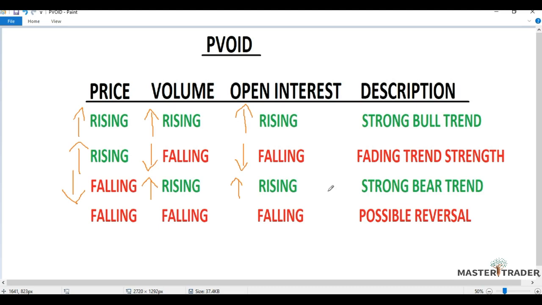It means the sellers are strong in that particular instrument, and the probability of it going even lower is stronger. So if we identify a stock or an instrument like this, we can look to take a short position for the next few days, until the data suggests something else.